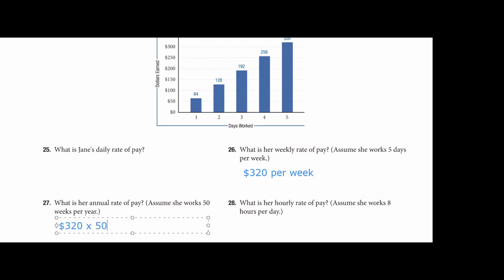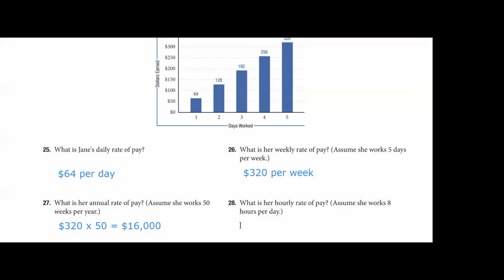Take your time. $16,000. Lovely. So if we do a long multiplication on that, we should get $16,000, right? Good. So what is her hourly rate of pay? Assume she works 8 hours per day. And we already decided it was $64 per day, right? That was the daily rate. So what's her hourly rate?